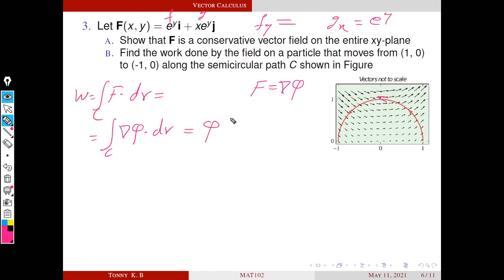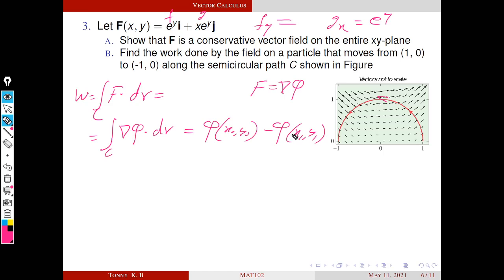This is equal to phi at the initial point x0 y0 minus phi at the terminal point x1 y1. In this case, x0 y0 is 1 0, that is the starting point, and x1 y1 is minus 1 0. Because this integration doesn't depend on the path, since f is conservative, we are not interested in the path. We are interested only in the starting point and end point. Whatever be the path, this integration is always the same.